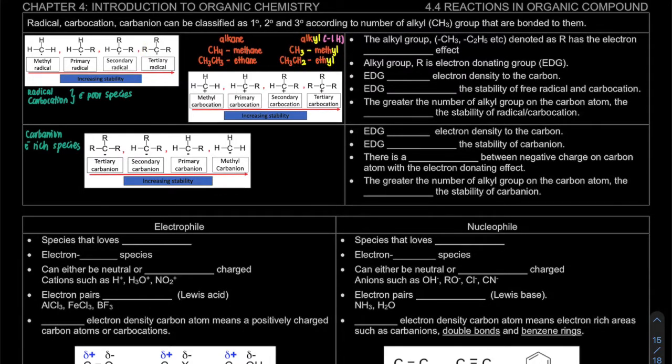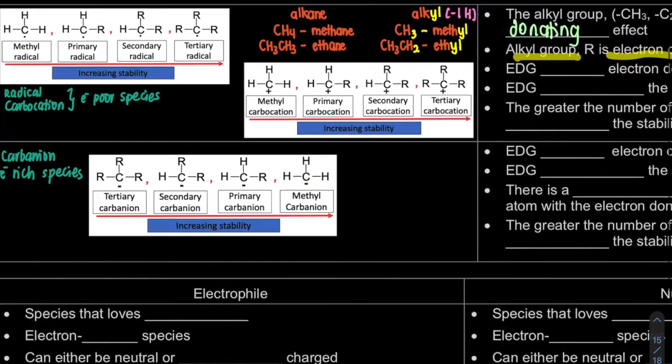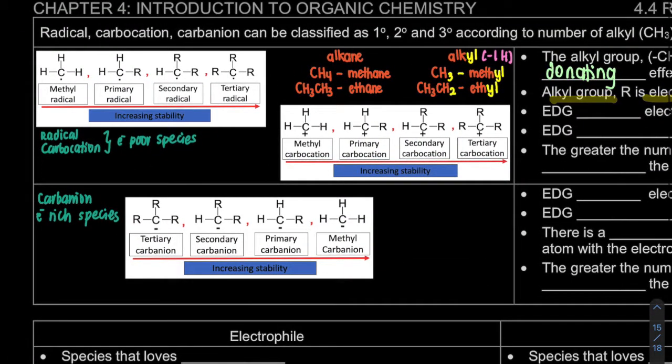Okay, so let's look at the explanation. It mentions that the alkyl group, denoted as R, has an electron donating effect. So please remember that it has an electron donating effect. Hence, we call the alkyl group an electron donating group, EDG. Actually, for the case of radical and carbocation, it is an electron poor species, because remember, here the carbon hasn't achieved an octet yet. They need 1 more electron.